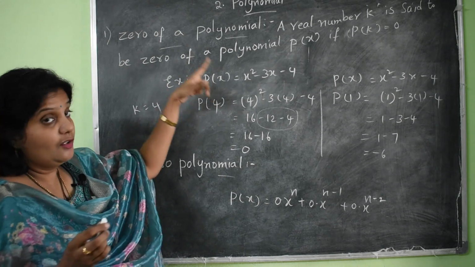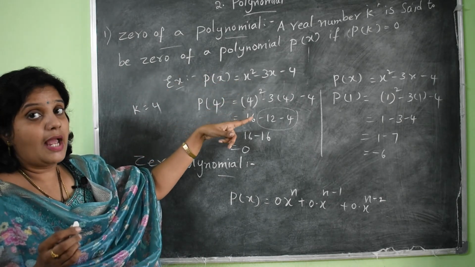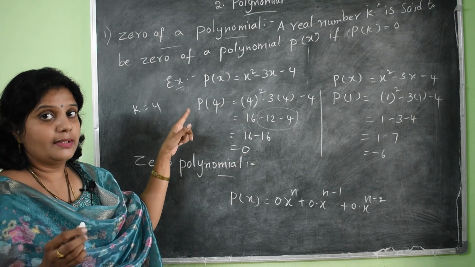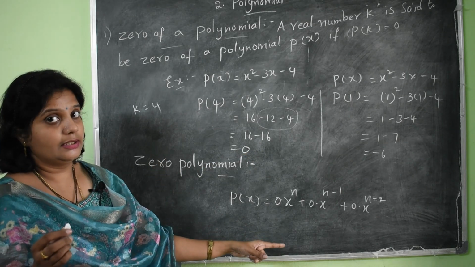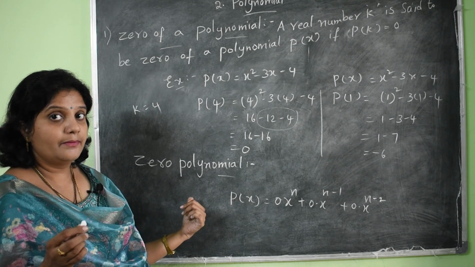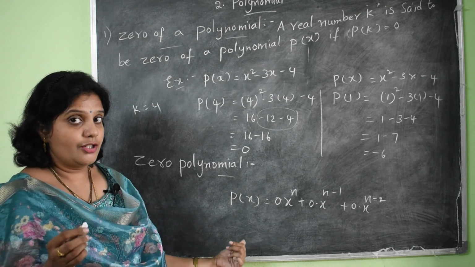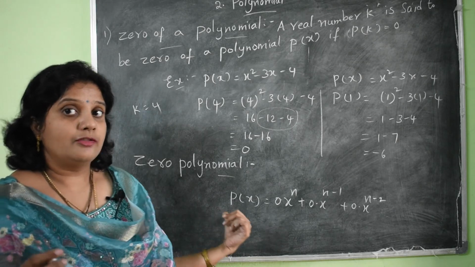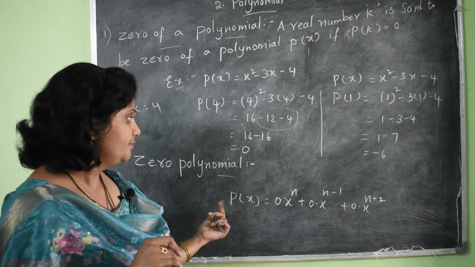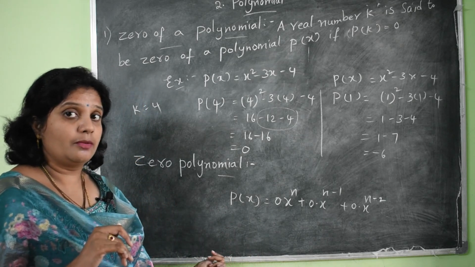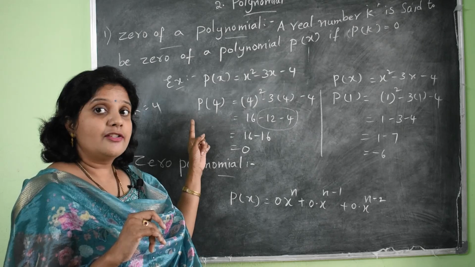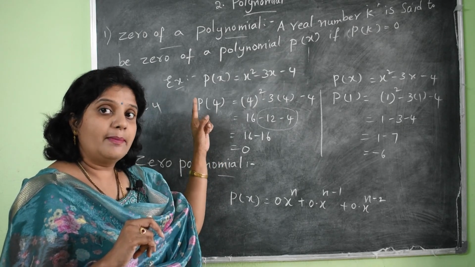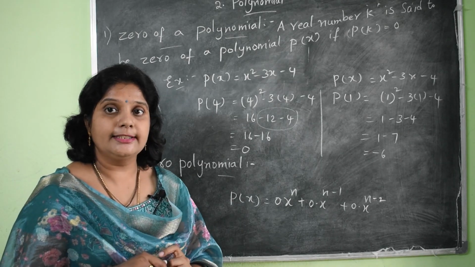Okay. What is zero of a polynomial? For which value of k the polynomial is 0, that is called zero of a polynomial. If all the terms are 0 in a polynomial, then it is called zero polynomial. For a particular value of k, if the polynomial is 0, then it is called zero of a polynomial. Now you understood the difference?